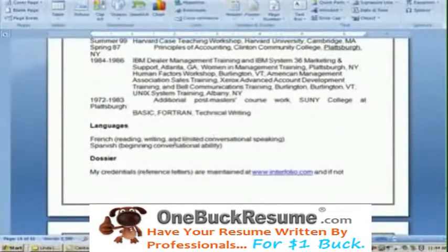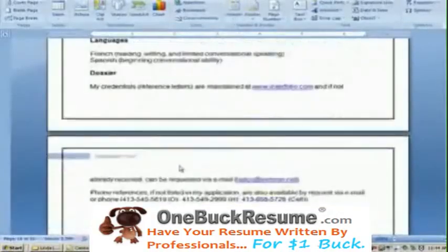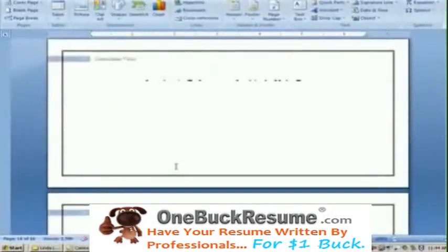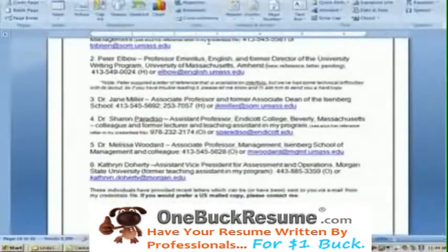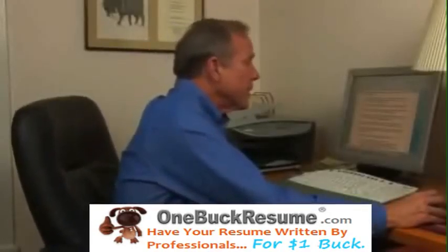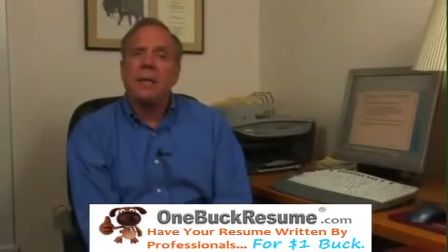Languages that you speak and the extent to which you speak them. And your dossier or credentials reference letters. Some folks nowadays are maintaining those on a server with a link on the resume to that server. Similarly with references. And or you can include references here as part of the hard copy of the CV as well. And those are the basic elements of a CV that we see today in the marketplace.